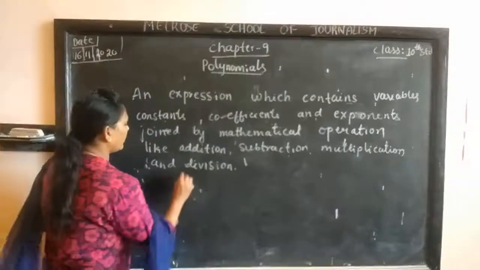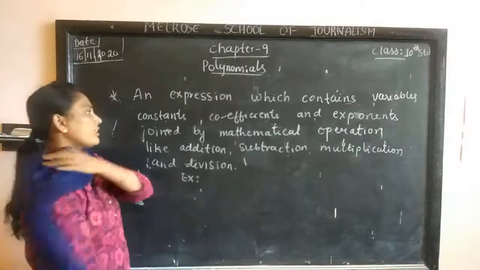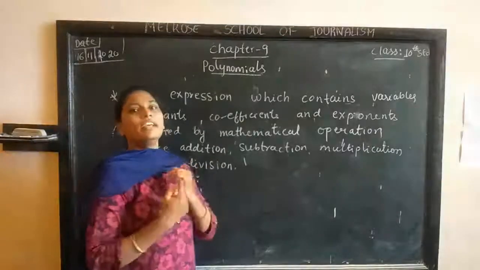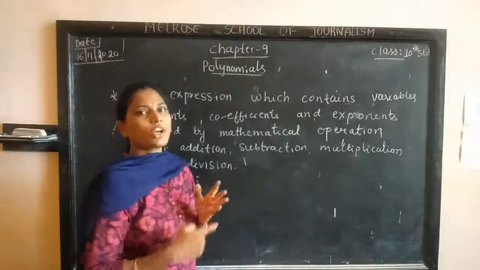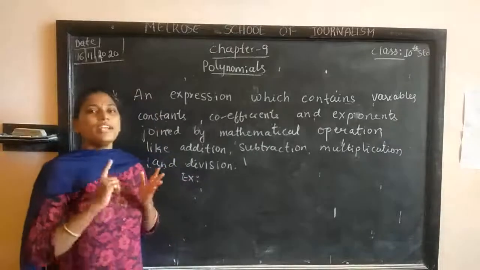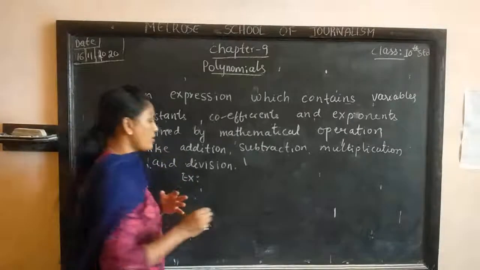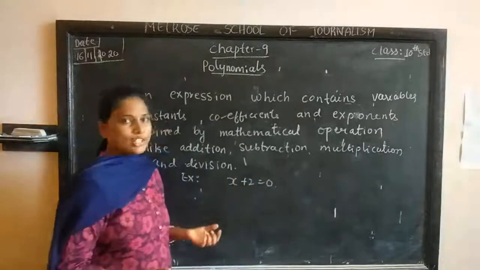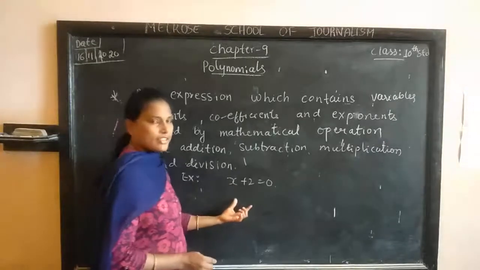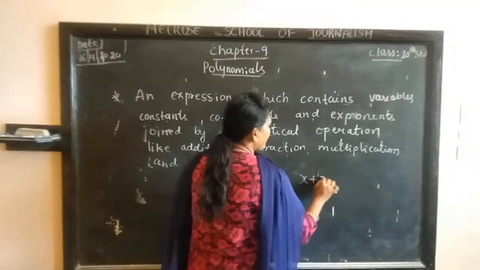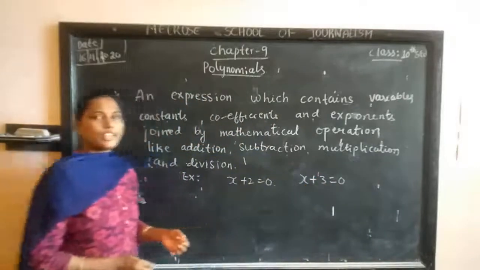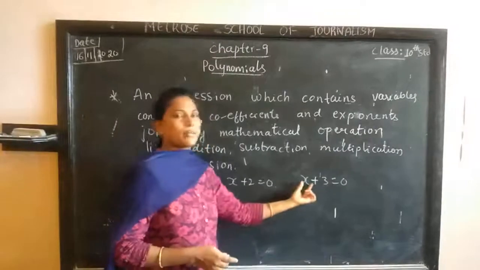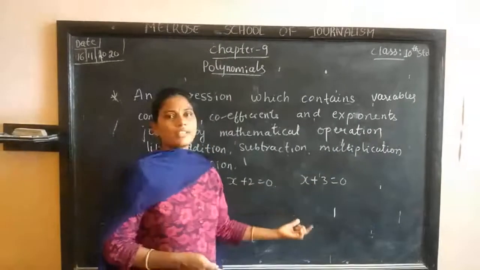division. Example here is, see, you know what are these variables, constants, coefficients and exponents. Yes or no? A variable means what? The letters A, B, C, D, whatever you use, those are called variables. Variables means its value will be varying. Suppose x plus 2 is equal to 0, x value is not the same everywhere. In this expression x is equal to minus 2. In this expression x is equal to minus 3. So variable means its value will be varying. That is known as variables. It is represented with small letters like A, B, C, D.